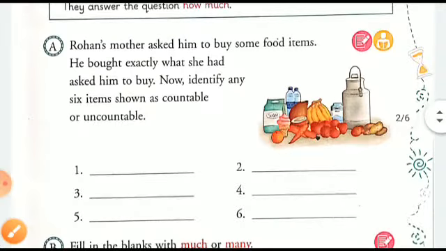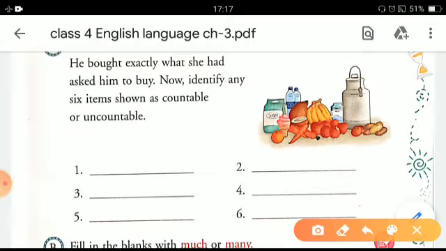Now the next exercise is: Rohan's mother asked him to buy some food items and he bought exactly what she had asked him to buy. Now identify any 6 items shown as countable or uncountable. Again, let's make 2 columns, for countable nouns and for uncountable nouns.